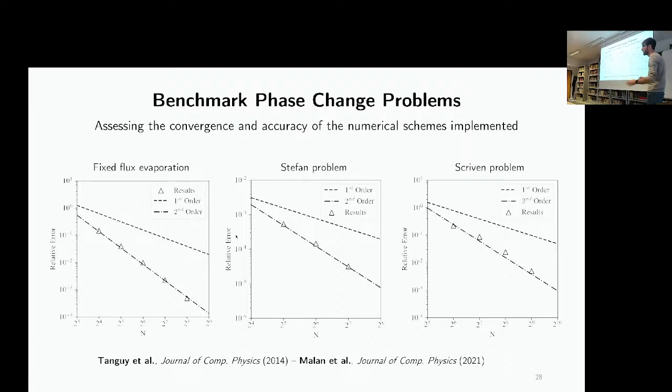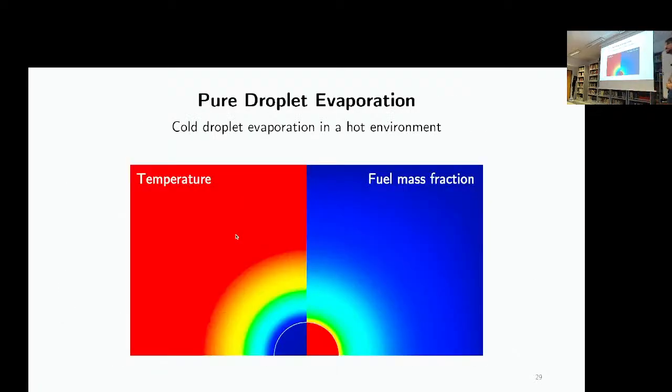In all cases, we get convergence, also at second order, so we can move to more complex test cases. For example, the evaporation of a cold n-heptane droplet in a hot nitrogen environment. In this simulation, you can see that the droplet is initially cold and it's heated up by the external environment. As the temperature of the droplet increases, the droplet evaporates, and so the fuel mass fraction in the gas phase increases as well until the full consumption of the drop.